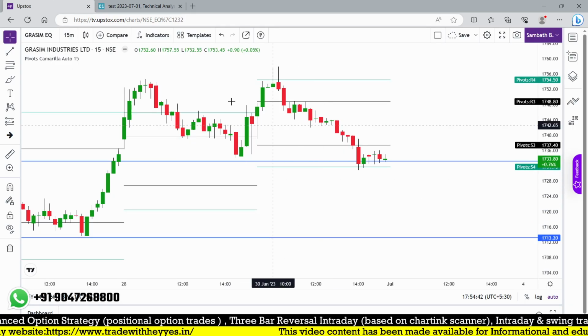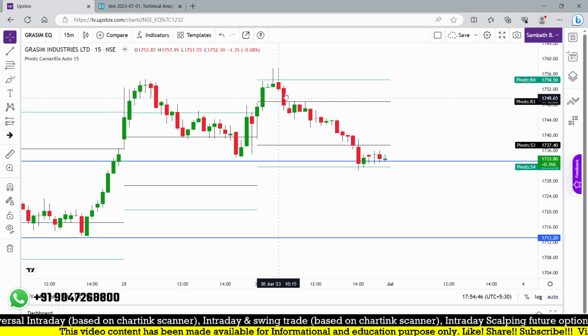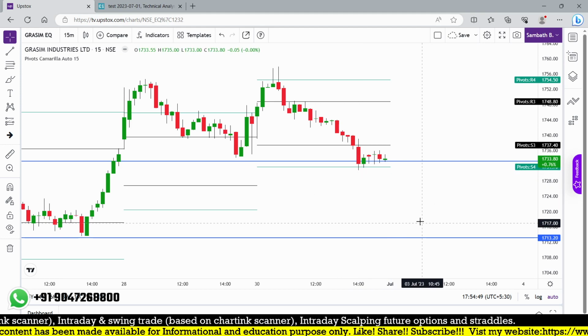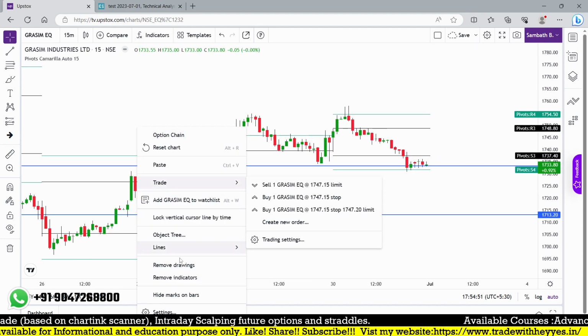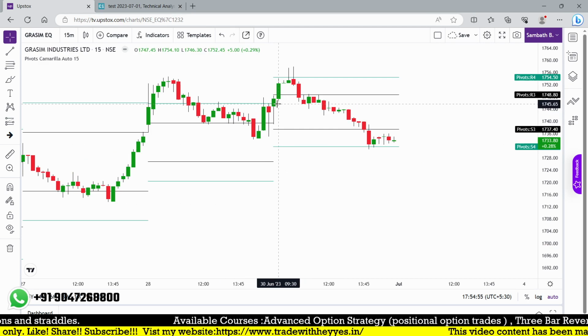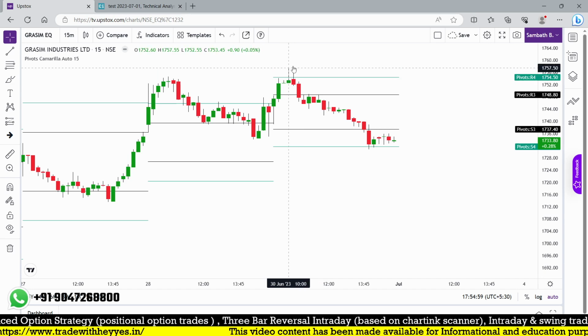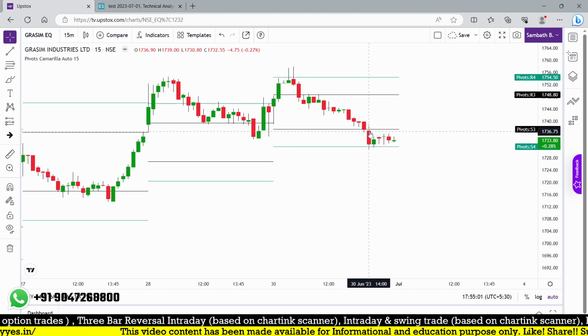Simple, hope you understood. Here it's closed above that R3 level, but here it is a reversal, and that is also what we are focusing on. Initially it gave you the breakout on R3 and it went up to R4. At that time it took some resistance at this point, and it started moving down.